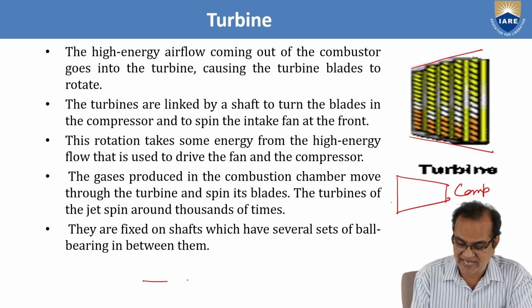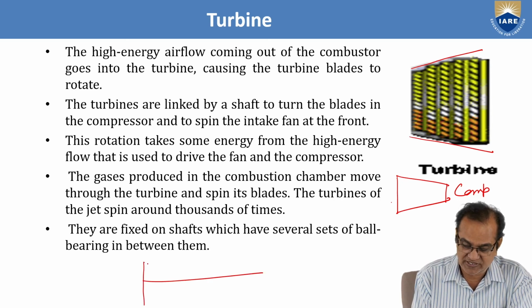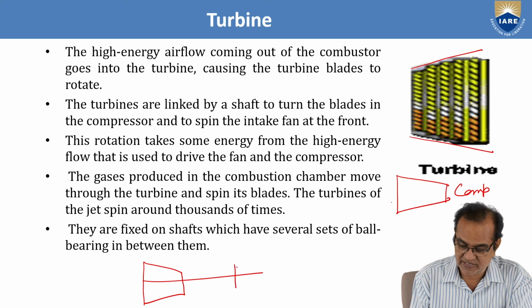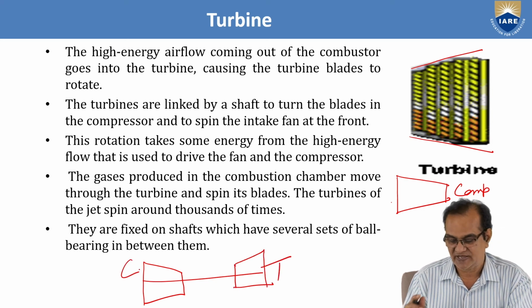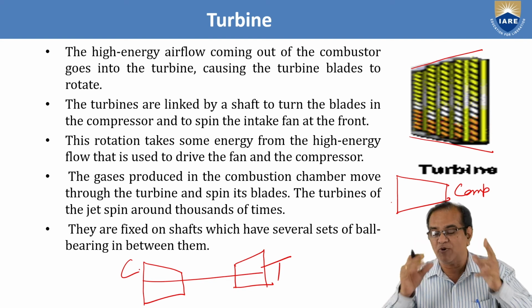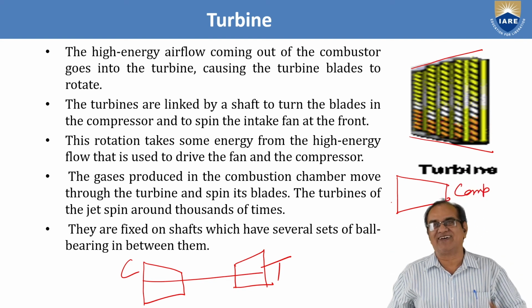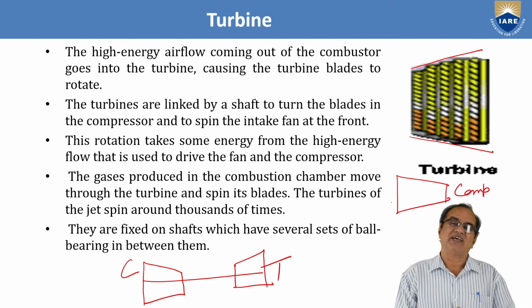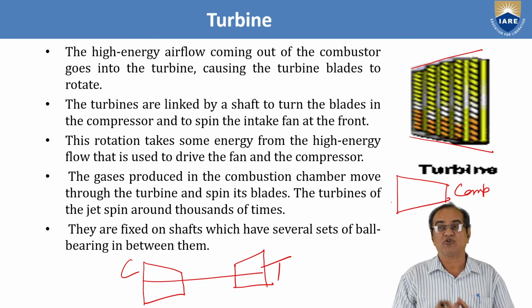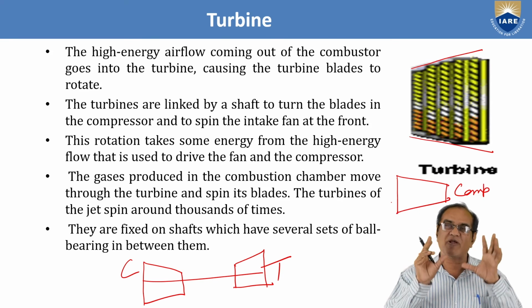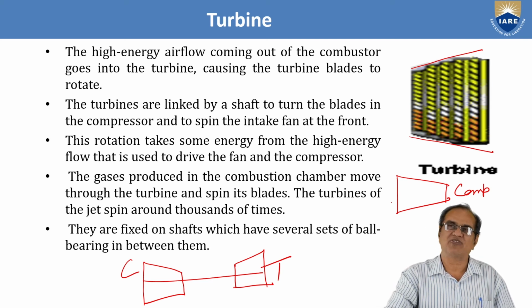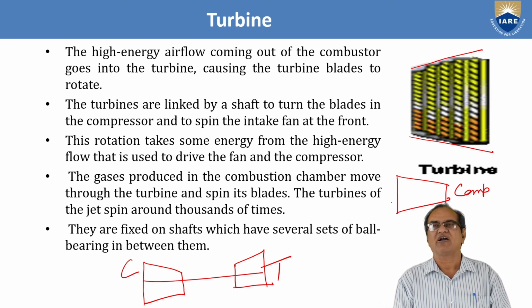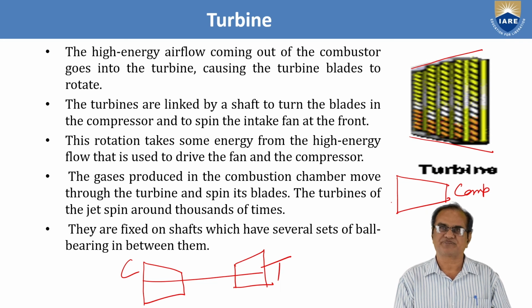If you make it in a line, if this is the compressor and this is the turbine, this is the T and this is the C. If you draw it the opposite way, it means you don't understand the concept of the turbine and the compressor. So make sure that you draw properly, then only people will understand that you are aware of the basic concept of compressor and turbine.